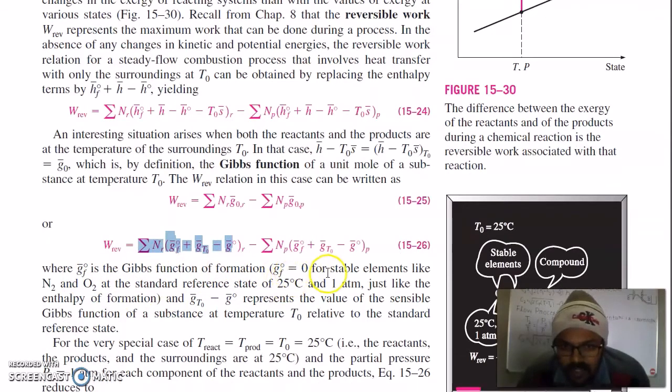Gf naught is equal to 0 for stable elements like nitrogen and oxygen at the standard reference state of 25 degrees Celsius and 1 atmosphere, just like the enthalpy of formation, and G T naught minus G naught represents the sensible Gibbs function of a substance at temperature T naught relative to the standard reference state.